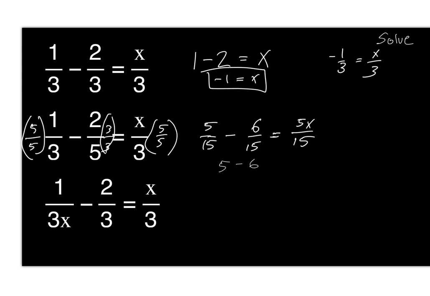5 minus 6 equals 5x. So yes, I'm essentially saying you can ignore the denominator at that point, once they're all the same. -1 equals 5x. Divide by 5, x equals -1/5.